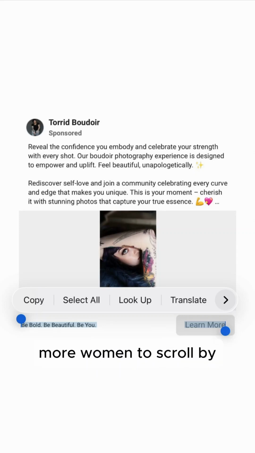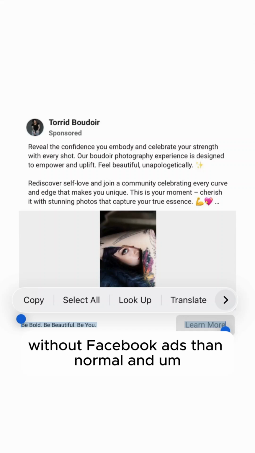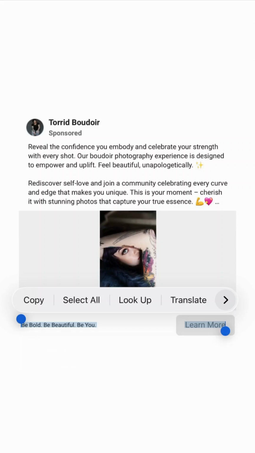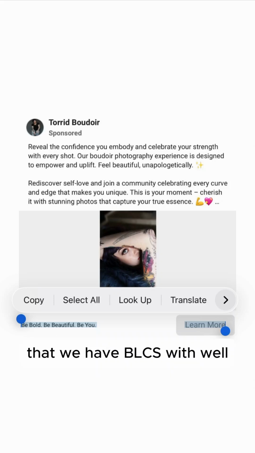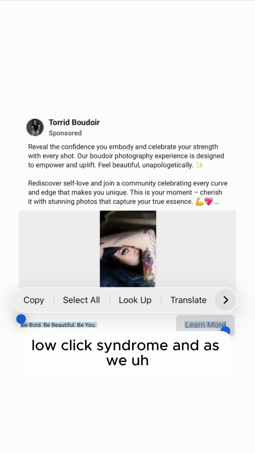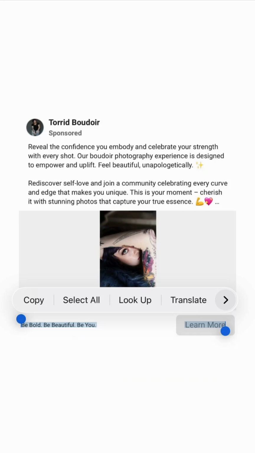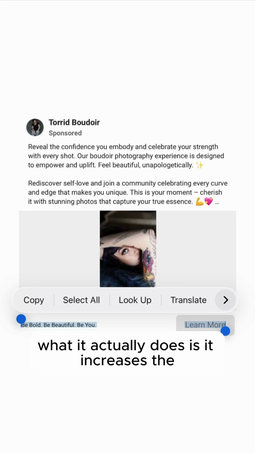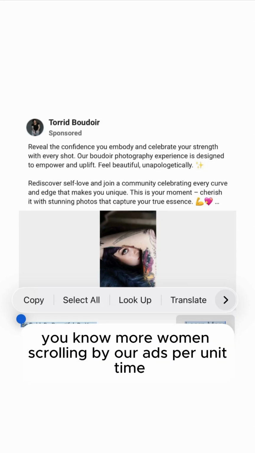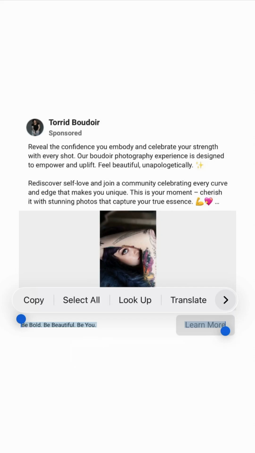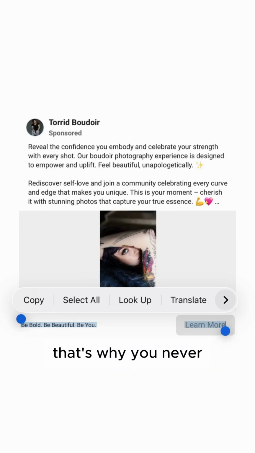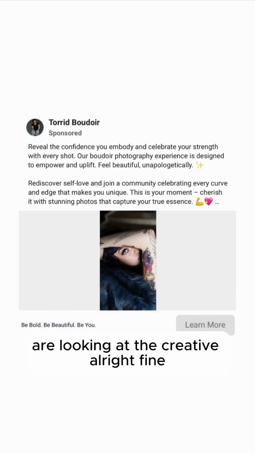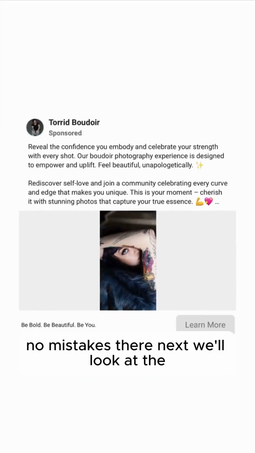It causes way more women to scroll by our Boudoir Facebook ads than normal, and it pulls our unique CTR under 6% and increases the probability that we have BLCS, Boudoir low click syndrome. And on the flip side for Facebook, more women scrolling by our ads per unit time increases the amount of ads Facebook can serve per unit time, making Facebook more money per unit time. That's why you never ever listen to anything Facebook recommends. All right, looking at the creative. All right, fine, no mistakes there.